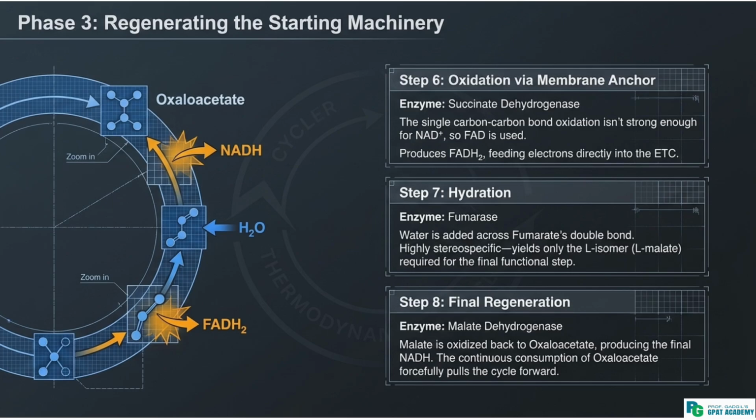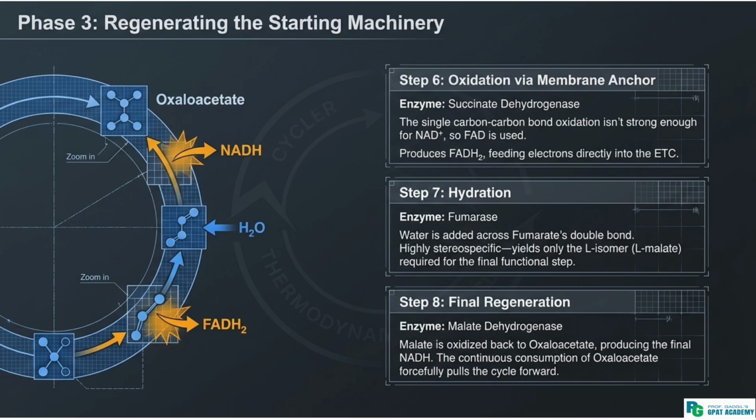Step 7 is the hydration, that is water across a double bond. Enzyme is fumarase or fumarate hydratase. Reaction is water is added across the double bond of the fumarate to form the L-malate. Why it matters? This is stereospecific reaction, sets up the final oxidation. Only the L isomer is produced, which is essential for the next step.